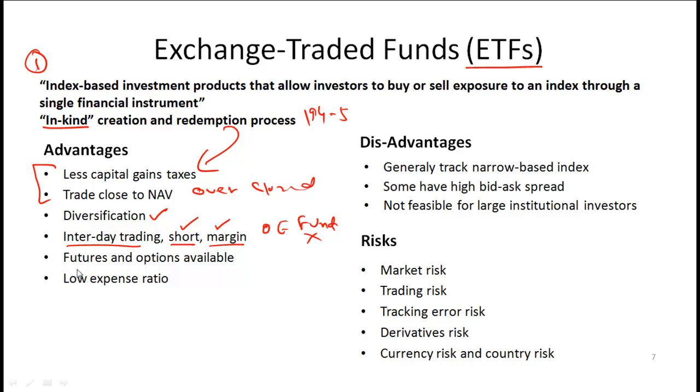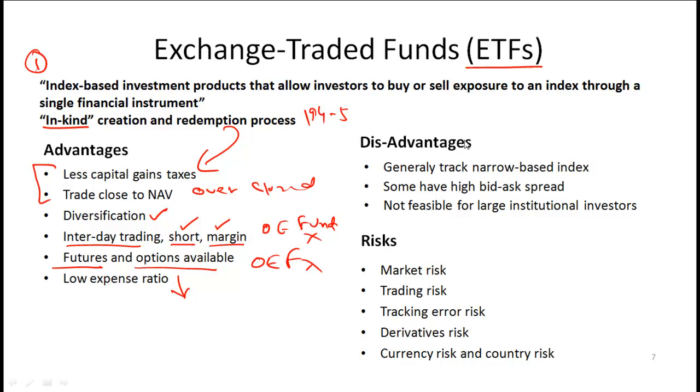A couple of other points. Generally speaking, futures and options are available on exchange traded funds. So if you are a sophisticated investor who wants to use futures and options to mitigate risk, then these are generally available for ETFs, and these are not available for open-end funds. As you might imagine, ETFs have a relatively low expense ratio. Since they are tracking an index, these are effectively passive funds, and hence the expense ratio is relatively low.